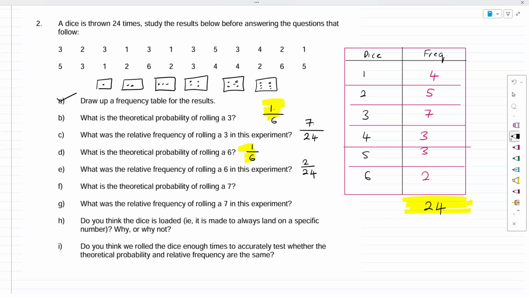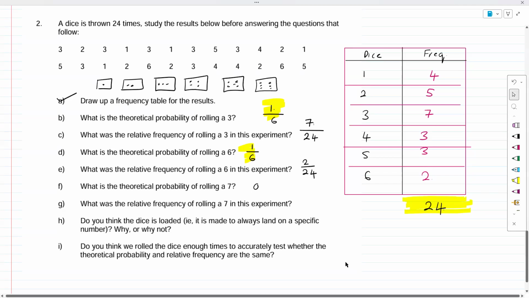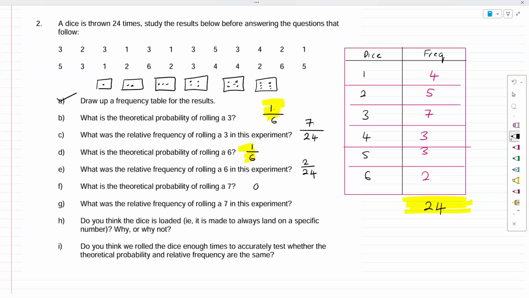What is the theoretical probability of rolling a 7? It is absolutely impossible to roll a 7, so it's 0. What is the theoretical probability or relative frequency of rolling a 7? It is 0 because they did not roll any 7. So now we notice that theoretical probability is a chance of something happening. Relative frequency is what really happened in the experiment.